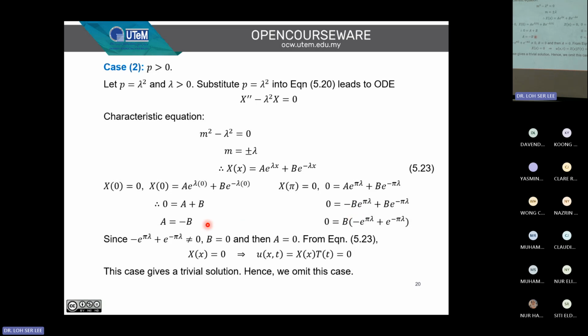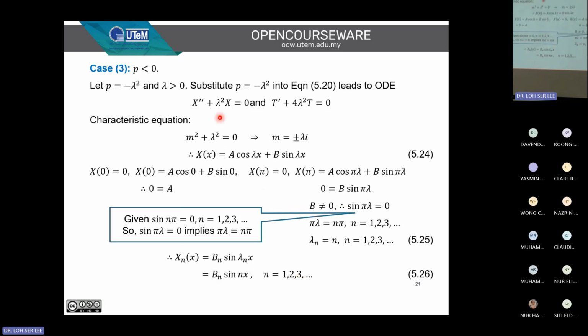So when b is 0, a is also 0. That means your x is 0. X is 0, that means u is 0. We omit this case. Then the last case, p is negative lambda squared. So we substitute this one into the two equations just now, then we get these two.